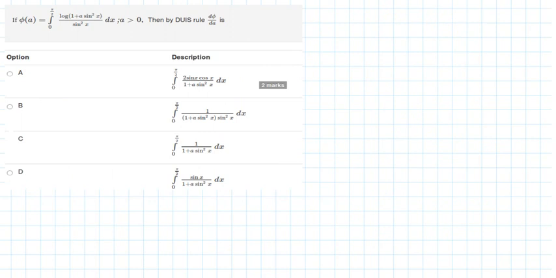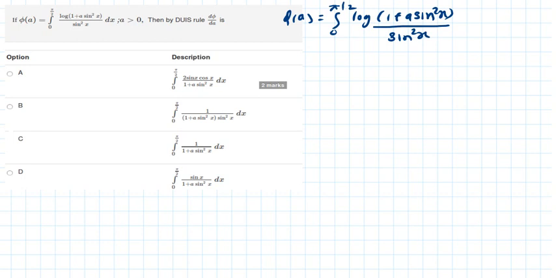Next question. If phi of a is given, phi of a is integration 0 to pi by 2 log of 1 plus a sine square x upon sine square x dx, where a is greater than 0, and they are asked what is d phi by dA. So again by observation you can see the limits are constant and a is the parameter.